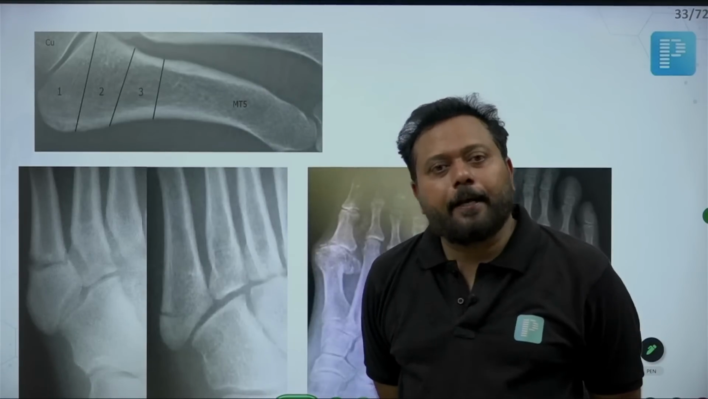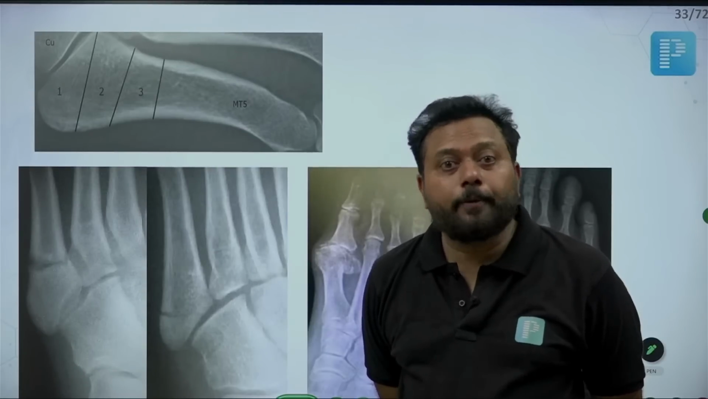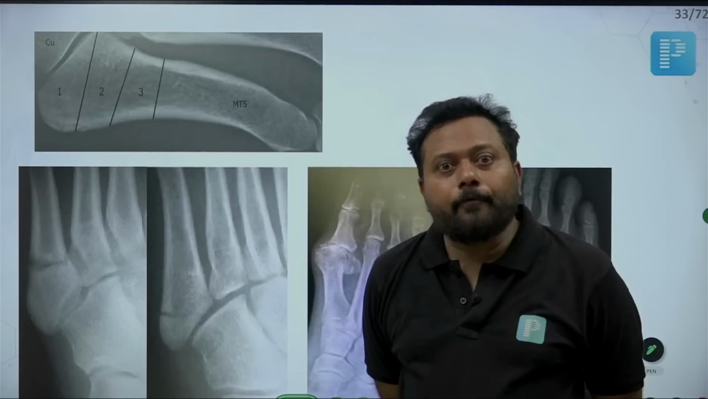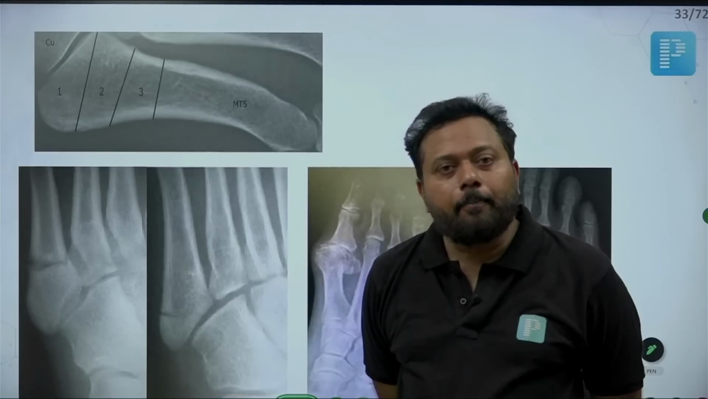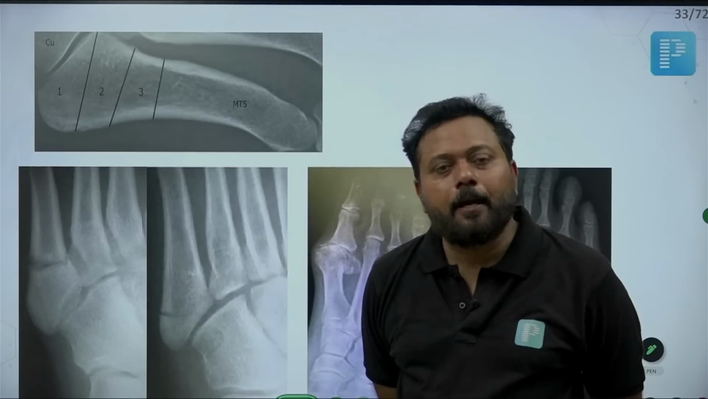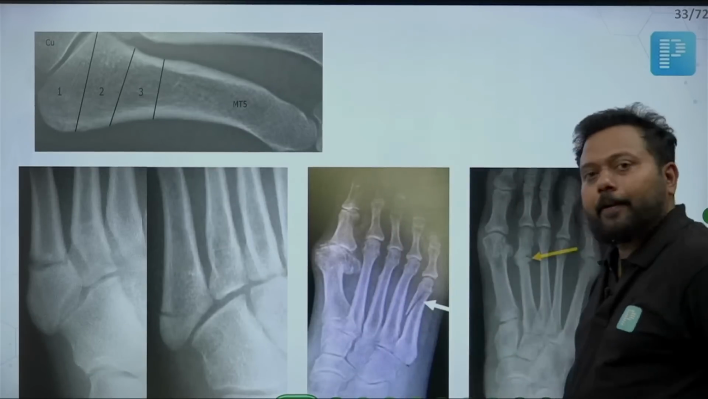3 fractures can happen in the 5th metatarsal. It could be pseudo-Jones, it could be Jones, it could be Dancer's. And 1 fracture can happen in the 2nd metatarsal, that is called march fracture. March fracture is otherwise called hairline fracture, otherwise called stress fracture, otherwise called fatigue fracture. Okay, so these metatarsal fractures are over.